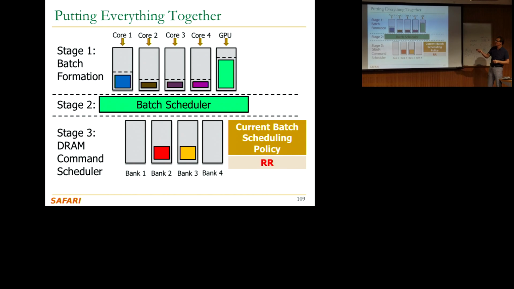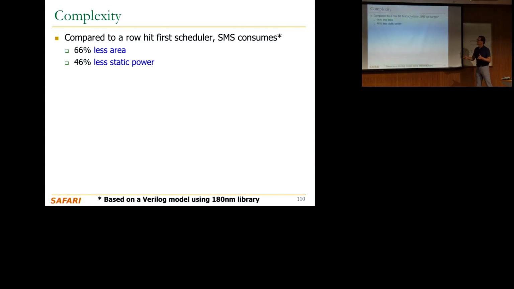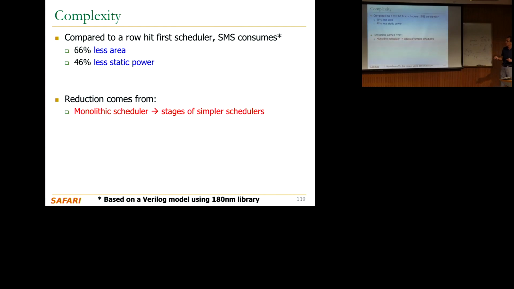So there are two ideas here. One is you decompose the scheduler into 3 stages as opposed to having a single monolithic scheduler. That simplifies the scheduler. And the second is stages are specialized as to what they do. And this batch scheduler is where the real complexity is in the end. That's how you select. And you could actually employ many different things. That's why I'm not talking about that in detail over here. So complexity, compared even to a row hit first scheduler across a very large queue, it turns out this consumes less area and less static power, and less dynamic power also, but it's not on the slide. The reduction really comes from getting rid of this monolithic scheduler.